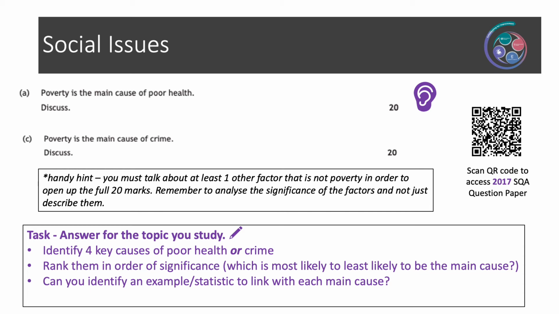So make sure that you do have other factors that you can bring in, which are the main cause of poor health, that are the main cause of crime. Remember the keyword: main cause. So as you're looking at poverty and other factors, you are starting to think about where they are in relation to each other. Is poverty the main cause of poor health or crime? Or are there other factors? Again, we're looking to make that judgment about whether it is the main cause or whether you think something else is the main cause.